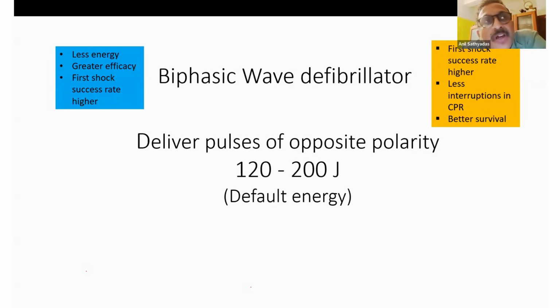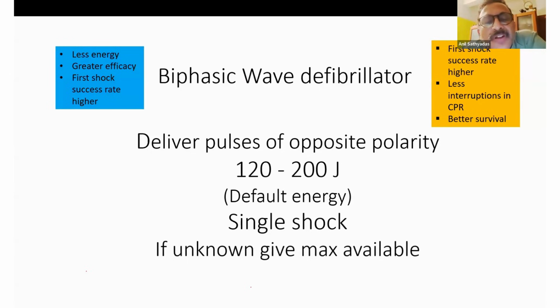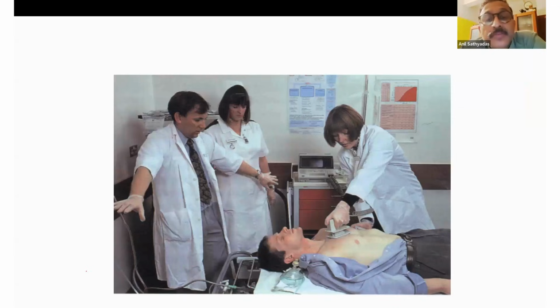Sometimes you might not have a rotating knob. It might be all electronic. If that is the case, whatever energy comes first is the default energy. Of course, give the single shock. And if you don't know what the default energy is, give the maximum shock that is available on the defibrillator. Hope that is clear. In case you have an old one, the joule energy is 360. And again, here it is a single shock only.